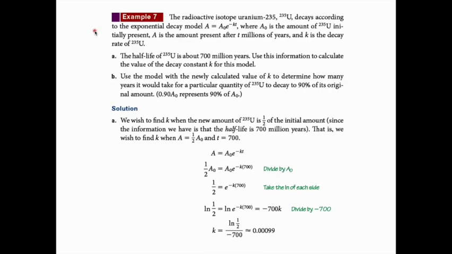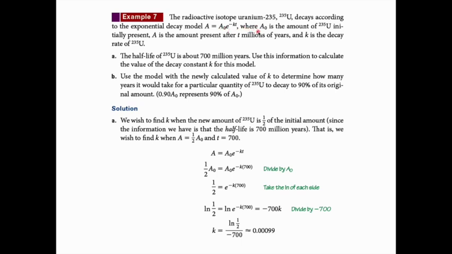In example 7, we have an application. It says the radioactive isotope uranium-235 decays according to the exponential decay model A equals A naught e to the negative kt. This can be called A naught, or if you're not comfortable with that, you can just call it your initial value. Remember, the initial value is always the coefficient of your exponential function.